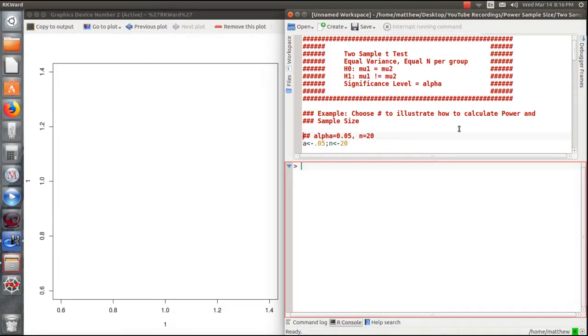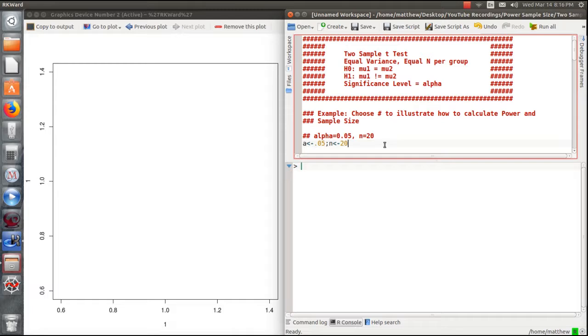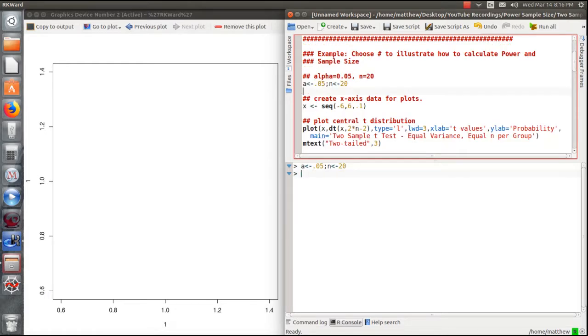Okay, I'm on R on an Ubuntu Linux-based machine, and we're going to look at the two sample t-test with equal variance and equal n per group. We're going to calculate power and sample size. Now, to illustrate, we're just going to pick an alpha of 0.05 and an n of 20. And n is 20 in each group, so a total sample size of 40.